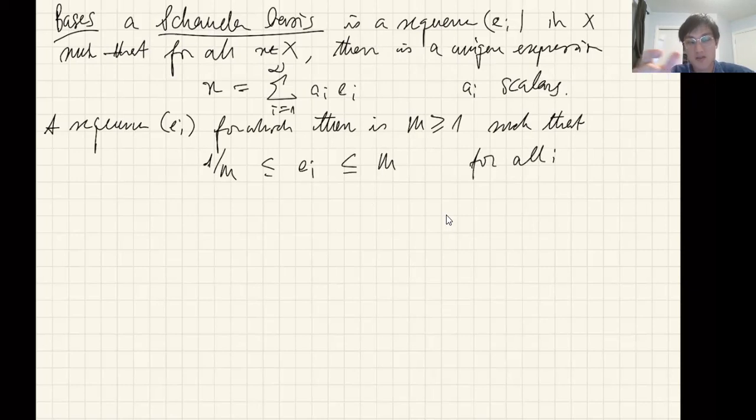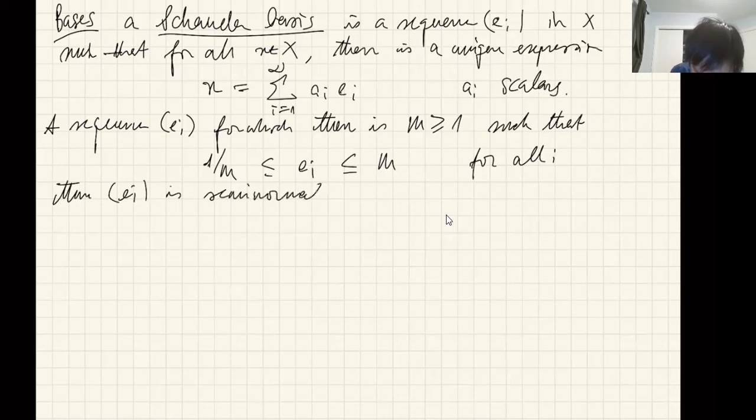So if you can sandwich all of the e_i between the same two 1 over m's and m's, then e_i is semi-normalized. And if m is equal to 1, then it's normalized.